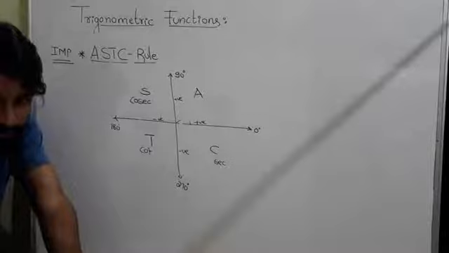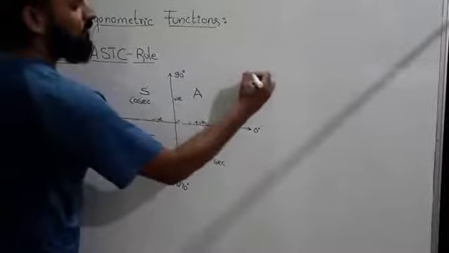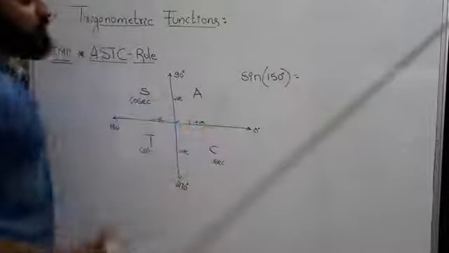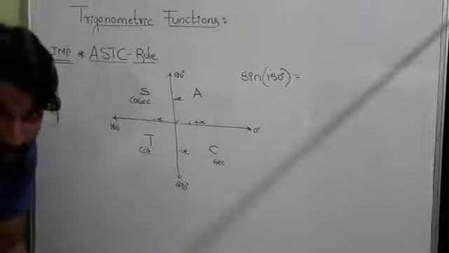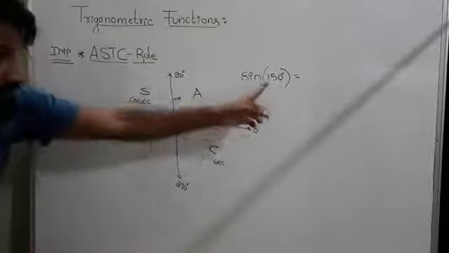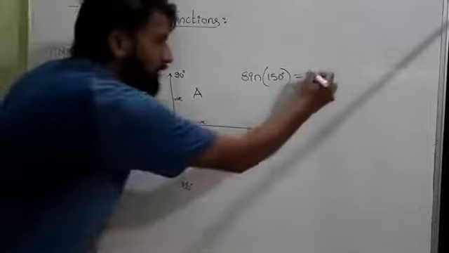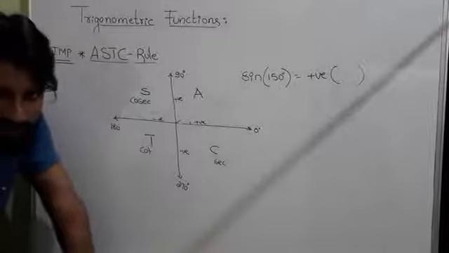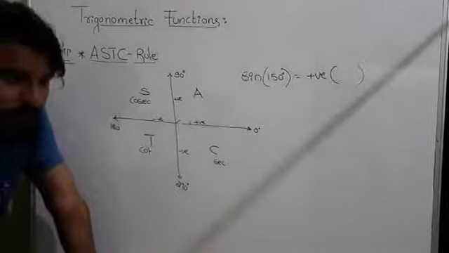I hope you're understanding. Suppose I want to calculate sine of 150 degrees. Whether I'll get a positive value or negative, I don't know the exact value, but at least I can say the sign as of now. 150 degrees comes in the second quadrant, so I'll be getting a positive value. I don't know what the value is; we'll see later how to calculate it. But as of now, I can say this is a positive value. Yes or no? Very good.